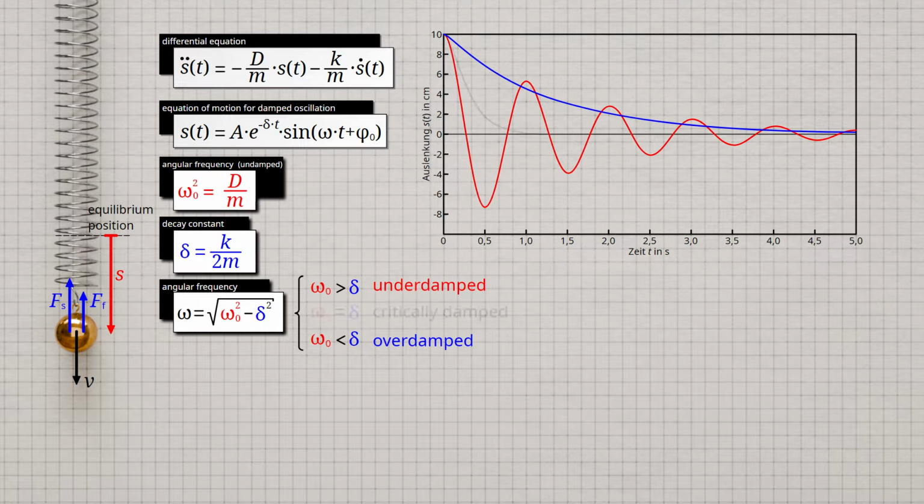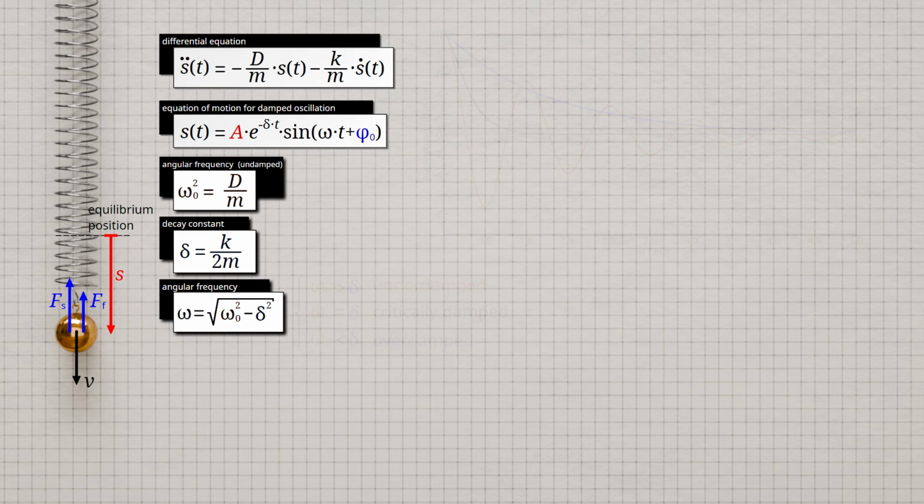The critical case in which the discriminant becomes exactly 0 and the decay constant delta therefore equals the angular frequency of the undamped oscillation omega 0, corresponds to the critically damped case. Now that we have determined the decay constant delta and the angular frequency omega, we still need to determine the quantities A and phi 0 in the equation of motion. These quantities follow from the initial conditions.